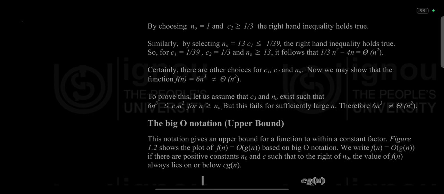Now we may show that the function f(n) equal to 6n^3 is not equal to theta n^2. To prove this, let us assume that c3 and n0 exist such that 6n^3 is less than or equal to c3 n^2 for n greater than or equal to n0, but this fails for sufficiently large n. Therefore 6n^3 is not equal to theta n^2.